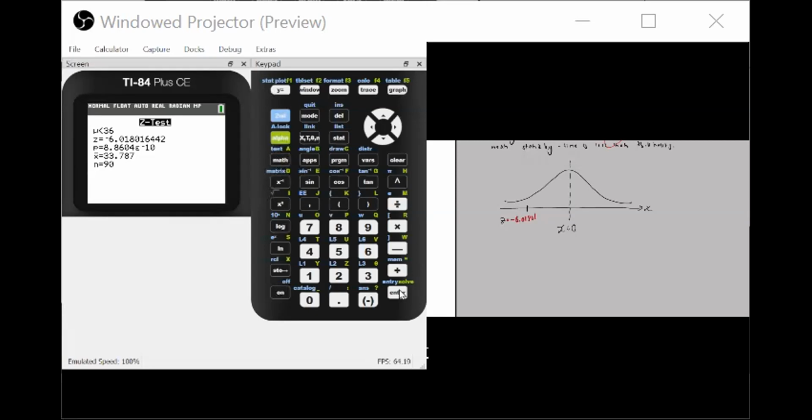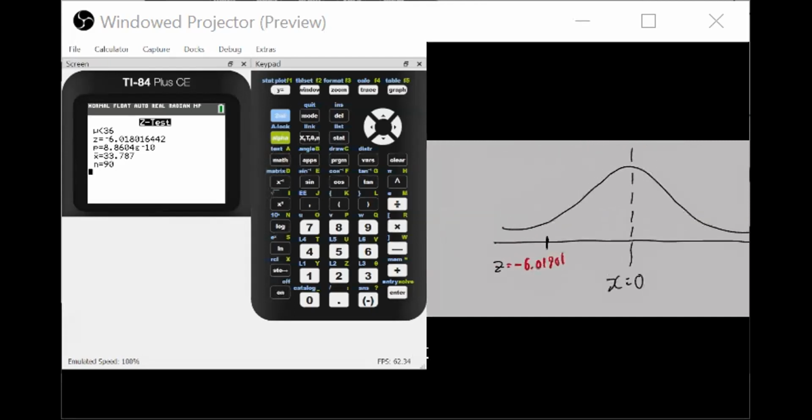Can you shade in on this diagram where is my 8.8604 times 10 to the power negative 10? Can you shade for me? Maybe I zoom in. Yeah, okay, correct, yes. Good, so I'll just shade it in pink.